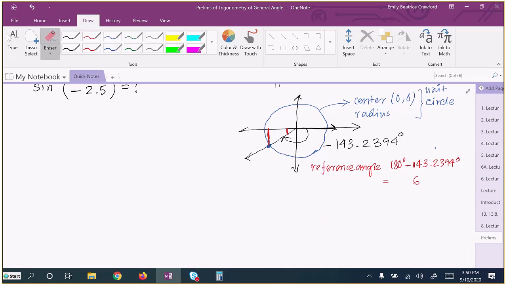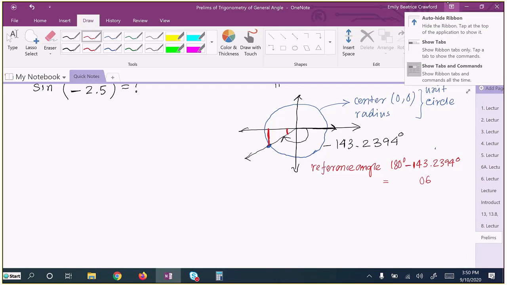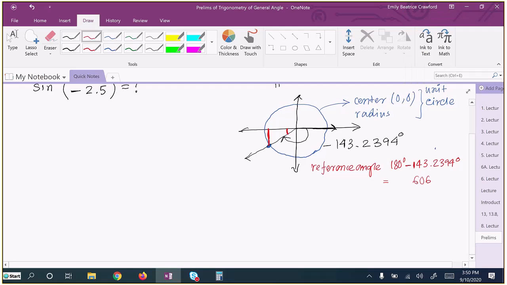When I do the subtraction, I get 6, then 7 point, and then 9 minus 3 is 6, 7 minus 4 is 3. So this is 36.7606 degrees. So what I do now, I draw this reference angle in the standard position.